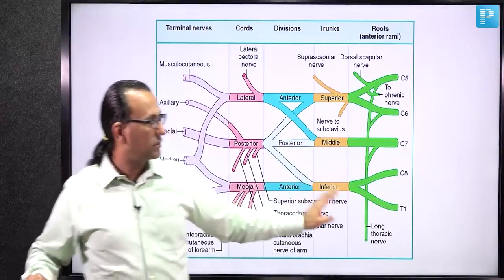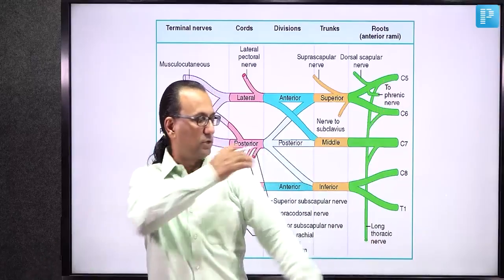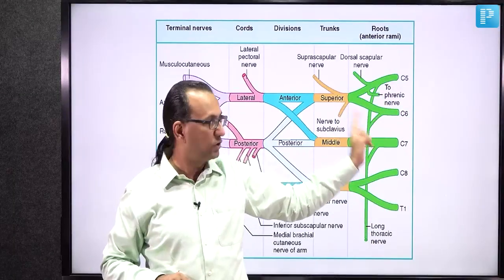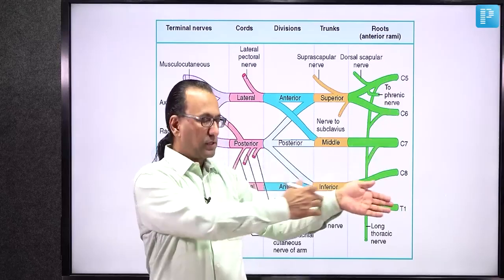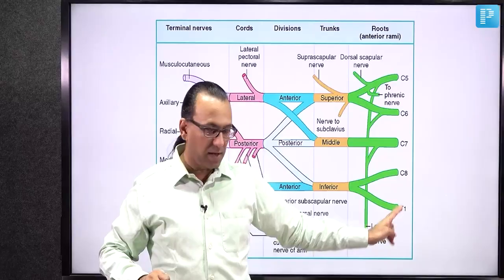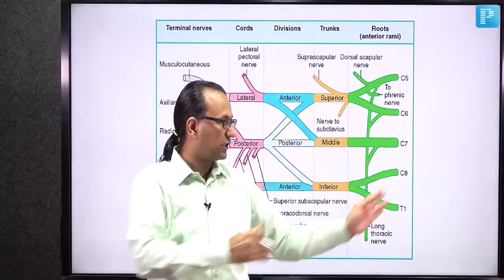It is understood that the upper root value C5, 6 will be supplying upper muscles, like the shoulder, scapular, arm muscle. There will be compromise in Erb's palsy, which is the injury of C5, 6, whereas the distal muscles like the hand muscle will have distal root value, for example C8, T1, and which is compromised in Klumpke's palsy, involving the lumbrical and interossei muscles there.